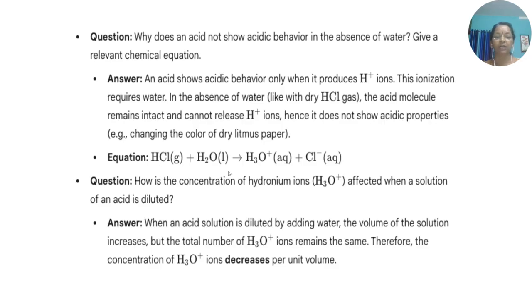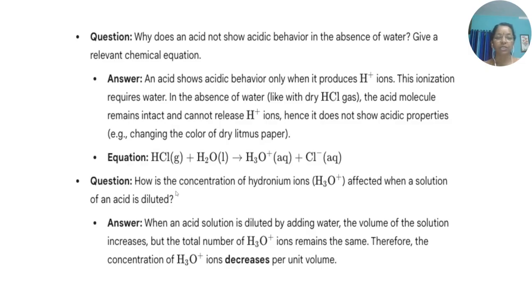The acid in water produces H3O plus or H plus aqueous ions. Only in the presence of these hydronium ions can an acid behave like an acid. If there is no water, no hydronium ion will be produced.